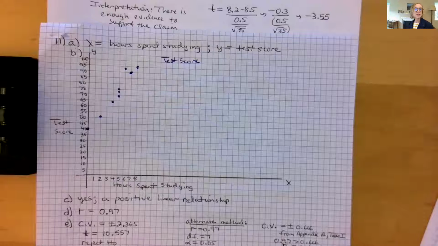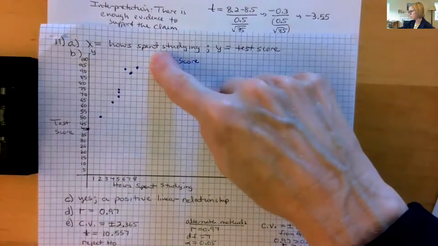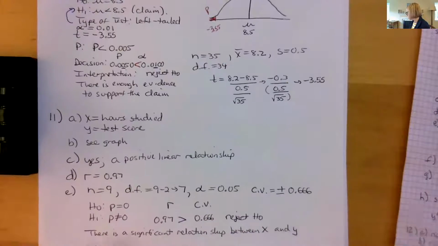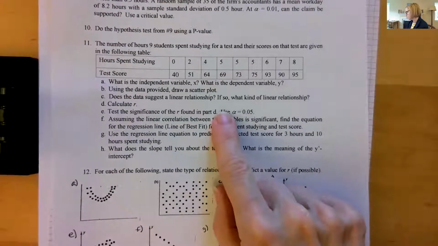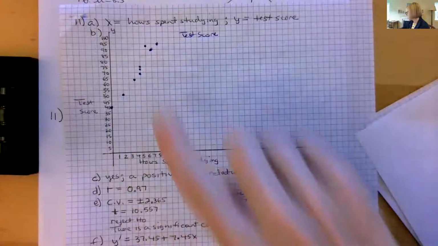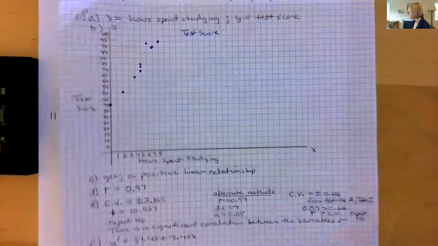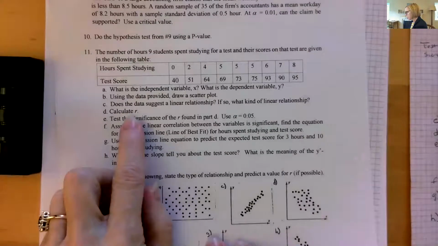Looking at this, we can see that there's a positive linear, fairly strong correlation, falling fairly close along a straight line. As number of hours increases, test score increases, which makes sense, right? So in question C, does the data suggest a linear relationship? If so, what kind? As we said, it looked like a positive linear relationship going up to the right. And so our next question, D, says calculate R.